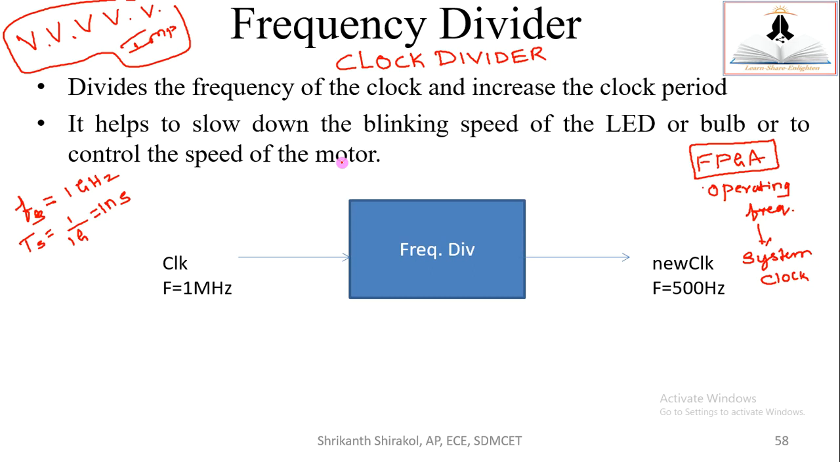You can control the speed of the rotation of the fan. We call it a regulator. In a regulator, actually, it will divide the frequency. Of course, it is in terms of analog. Here I'm speaking with respect to digital. I'm just giving the analogy. You can control the speed of the fan. I can say that in a digital circuit, if you want to control the speed of something, you have to compulsorily use this concept called frequency or clock divider. I hope you got it.